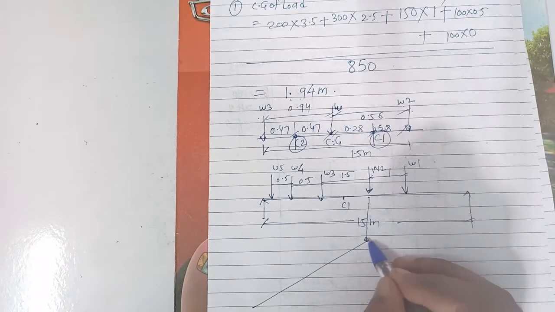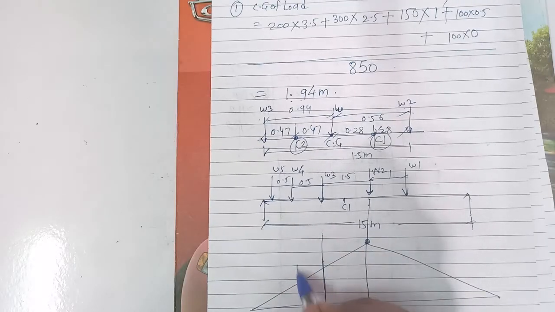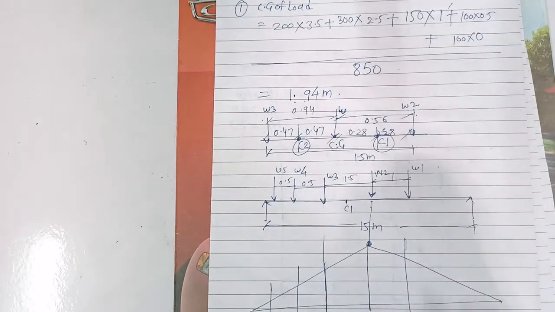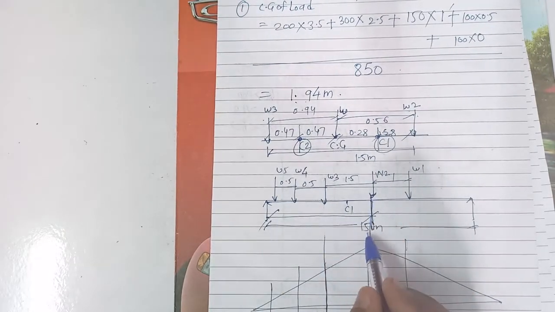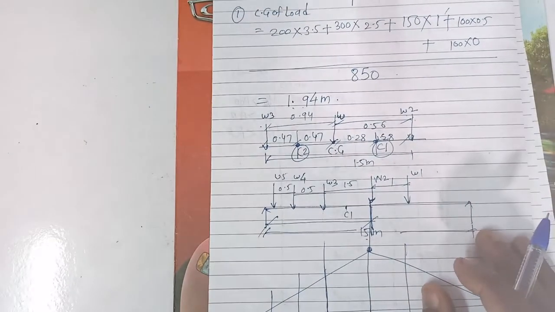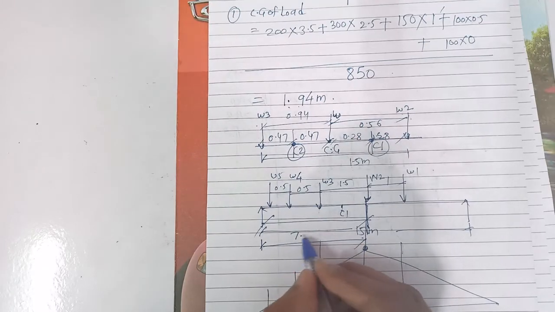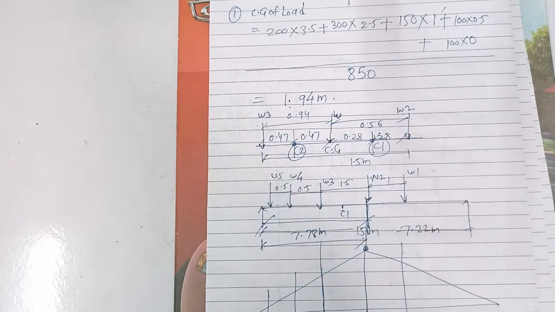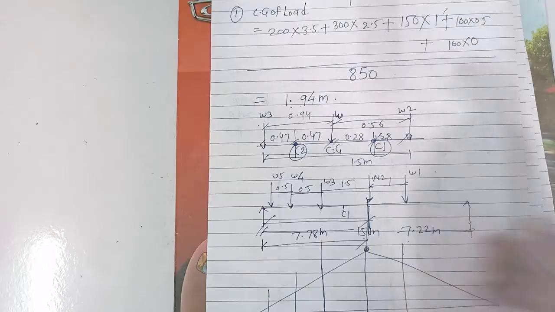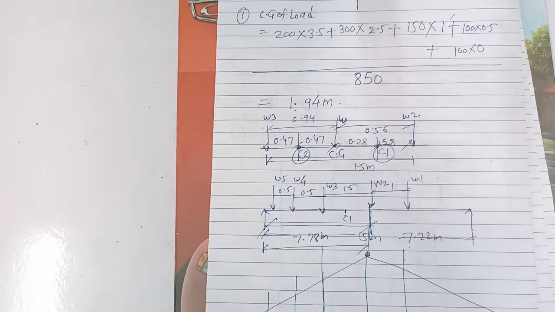So for this we have to calculate the maximum bending moment. So this point will be there, and again this point will be there. So we have to check what will be the distance from this to this. So this distance is 15 minus 7.5, and if you divide by this C1 distance, you will get 7.78 here, and this is equal to 7.22 meter, like this. Okay, 7.78 plus 7.22 will be equal to 15 meter.